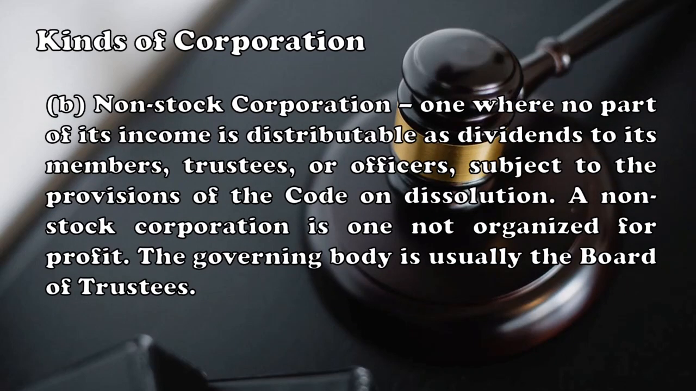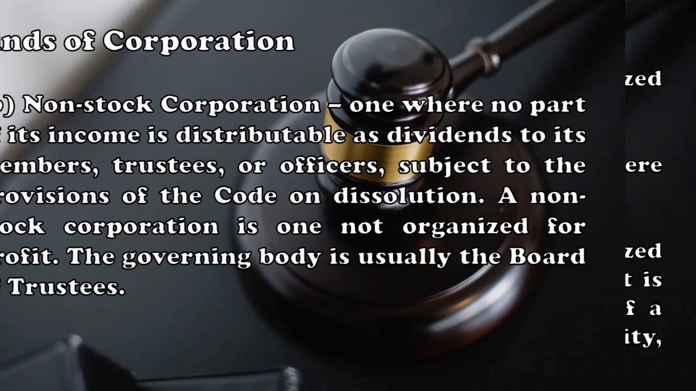So the second one is non-stock corporation, one where no part of its income is distributable as dividends to its members, trustees, or officers subject to the provisions of the Code on Dissolution. A non-stock corporation is one not organized for profit. The governing body is usually the board of trustees.